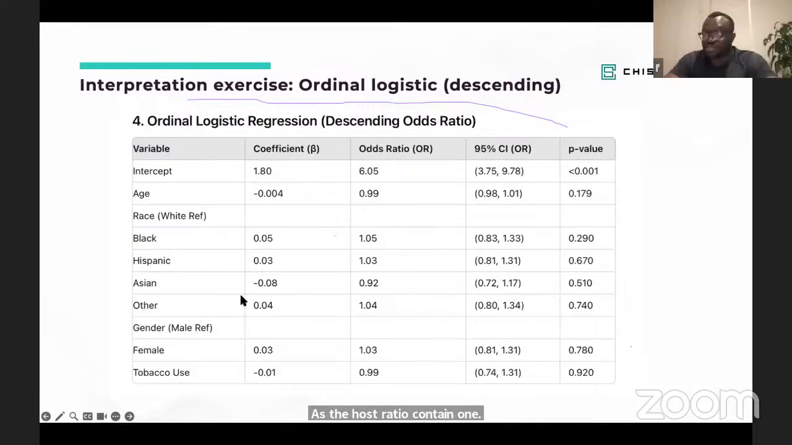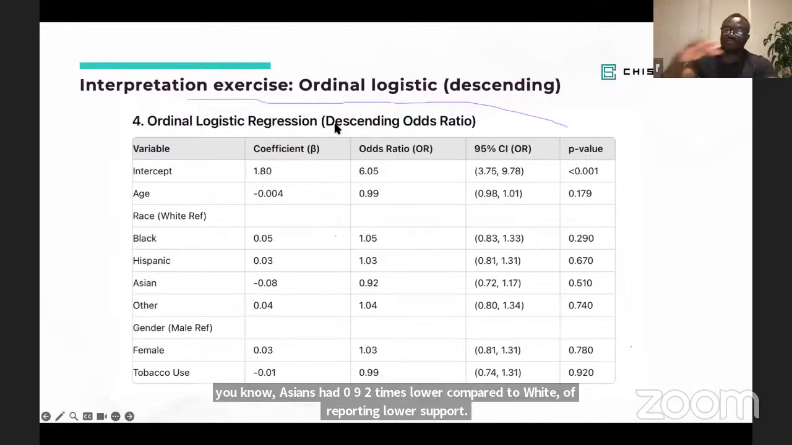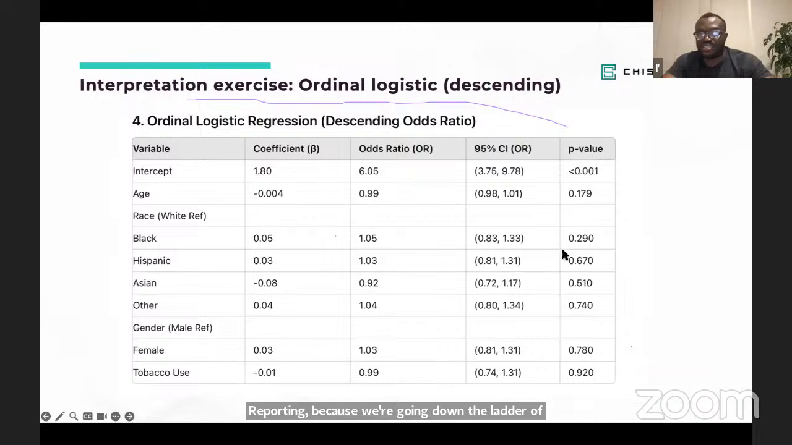Okay, so you said it elegantly. So we can say that, like you said, Asians had 0.92 times lower odds compared to whites of reporting lower support, because we're going down the ladder of reporting lower support for menthol ban, right? And that result was not significant.